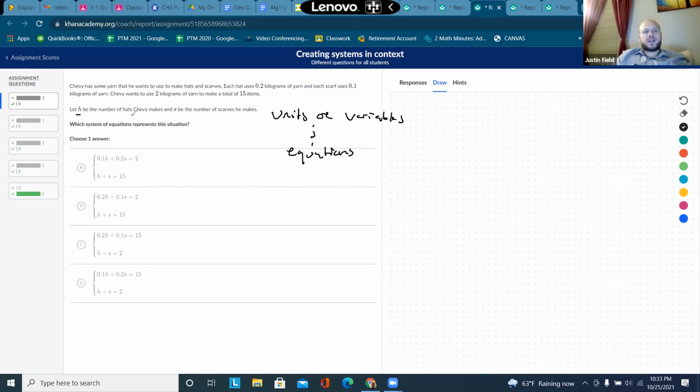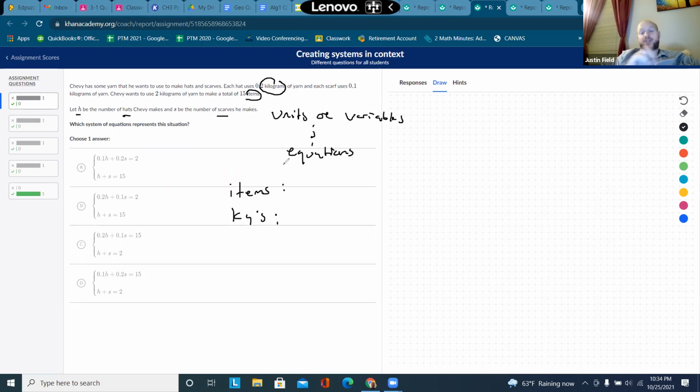So the nice thing is they tell us what the variables represent. H is the number of hats, and S is the number of scarves. Now we have more units than that. We have kilograms, and items is a unit, right? 15 items. Because the hats and the scarves are the variables, the items and the kilograms are each going to represent one equation.